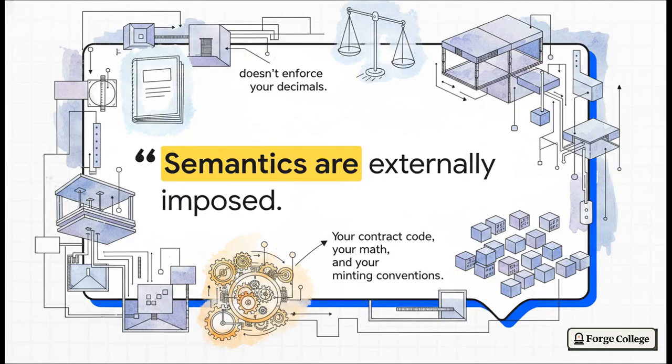I want you to remember this golden rule. Semantics are externally imposed. The ERC-1155 standard does not care about your token's meaning. It doesn't enforce your IDs, and it certainly doesn't enforce your decimals. Your contract code, your math, and your minting conventions become the absolute source of truth. You dictate the reality of the grid.